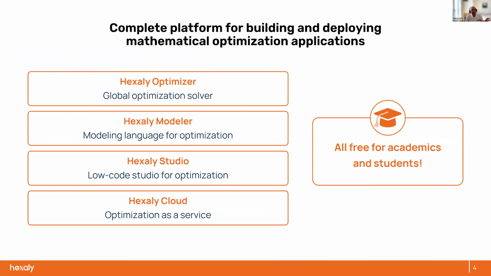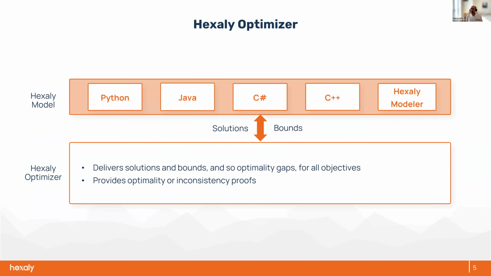So you gave a few words about Hexaly. The core product is the optimizer. We have other companion products. So we have this modeler, the studio, and the cloud. I will not detail that today. I will focus on the optimizer. This is what is interesting for you. Just to mention it, it's fully free for academia. So for students, professors, researchers, you can use it. You can use all the products, the optimizer for benchmarking for your class. The studio may be of interest for students since it's web-based. You have no installation.